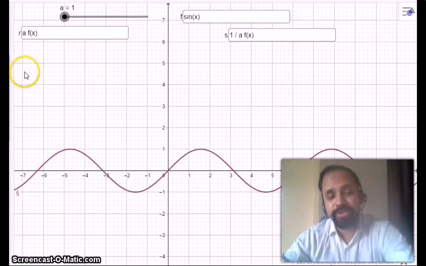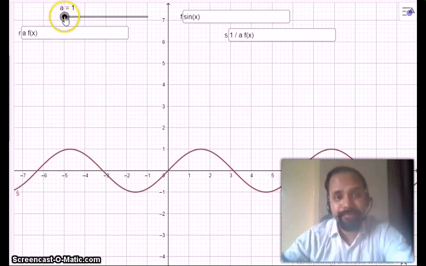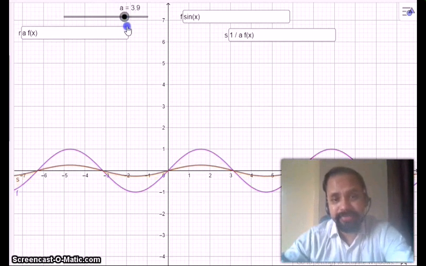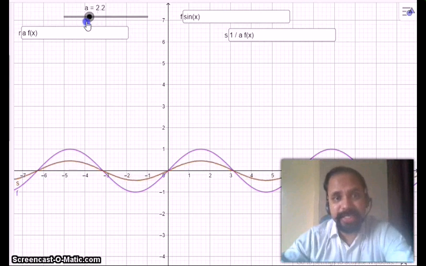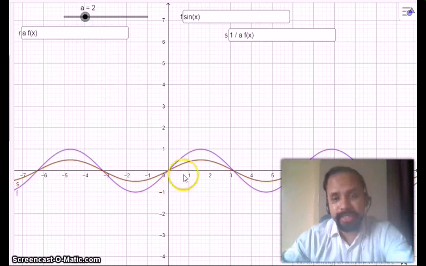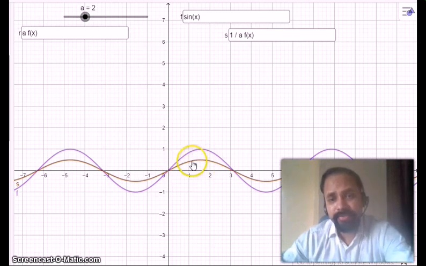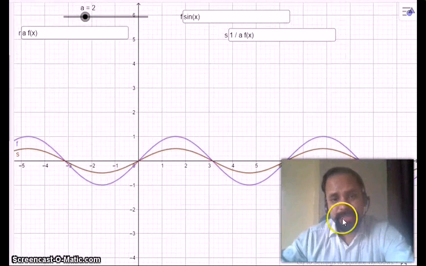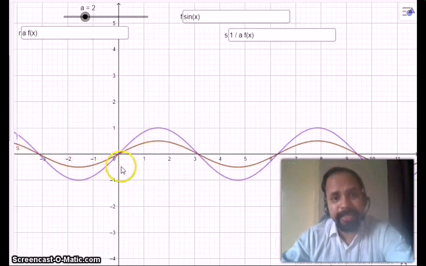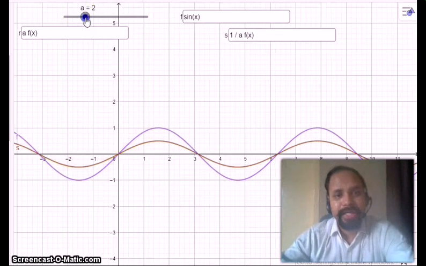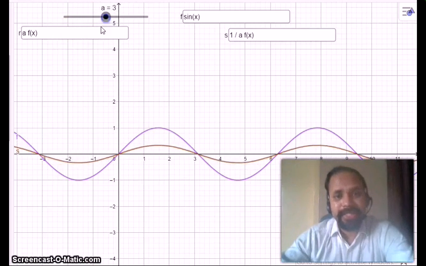And what will happen if we divide by a? Just the opposite, it will shrink. Just see the graph of this one. This graph shrinks a units along the y axis. If we have a equals 2, that means 1 by 2 sin x. Till now the range was 1 and minus 1, and now it will be from 1 by 2 to minus 1 by 2. If it shrinks to 1 by 3, then its range will be 1 by 3 and minus 1 by 3, and so on.